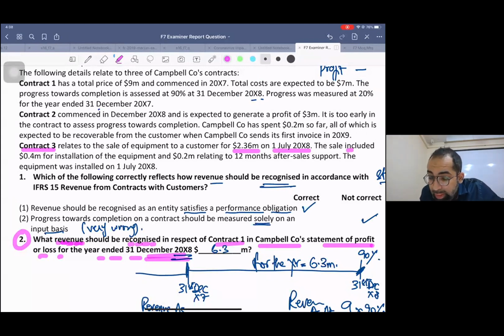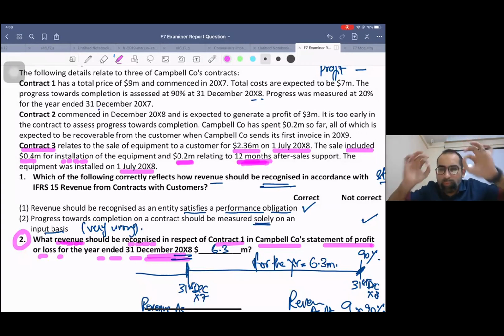The sale included a few things in this bundle. It included 0.4 million of installation, and 0.2 million relating to 12 months after sales support. The equipment was installed on 1st July x8. It means on the same day we delivered the equipment, listen students, on the same day we did the installation as well.